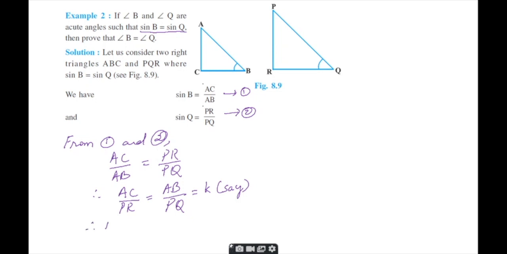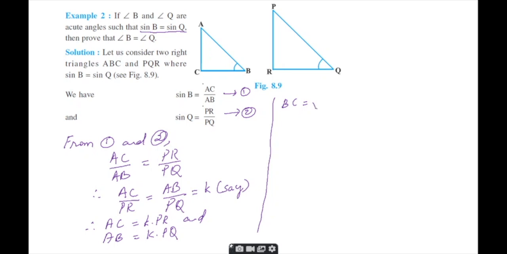Therefore, what is AC? AC by PR is equal to K. Therefore, AC is equal to K into PR, and AB is equal to K into PQ. Now we shall find BC. BC, using our Pythagoras theorem, BC square is equal to AB square minus AC square.